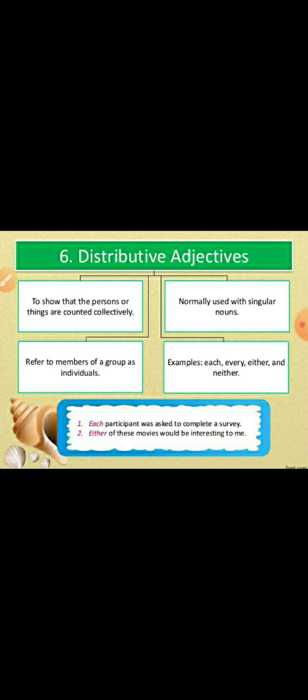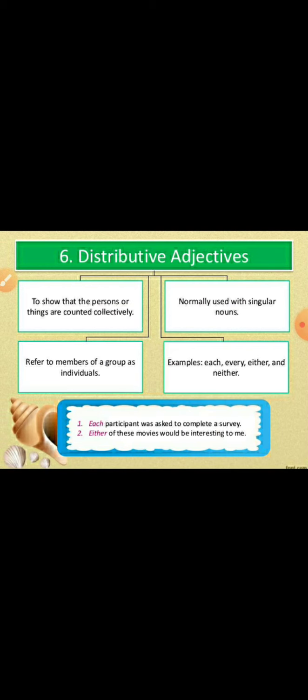The next adjective which is in our list is distributive adjective. Now what are distributive adjectives? Distributive adjectives are those adjectives which refer to each one of a number, right? They are used to show that the persons or things are counted collectively.